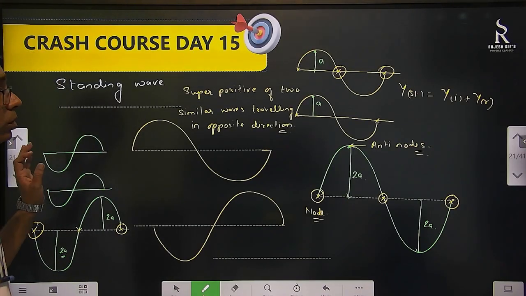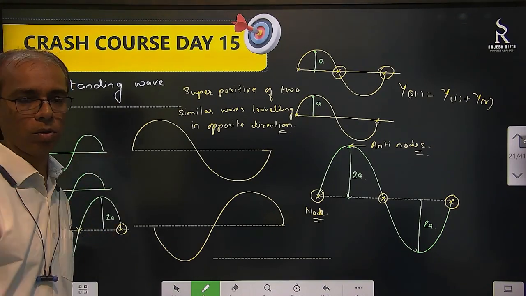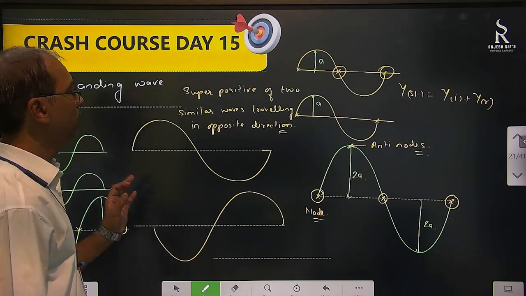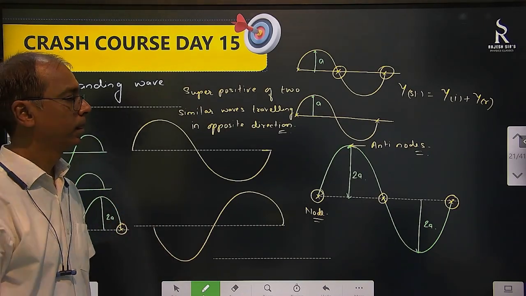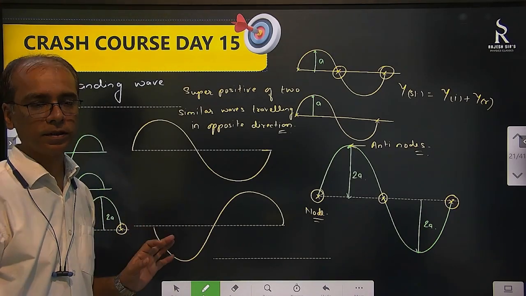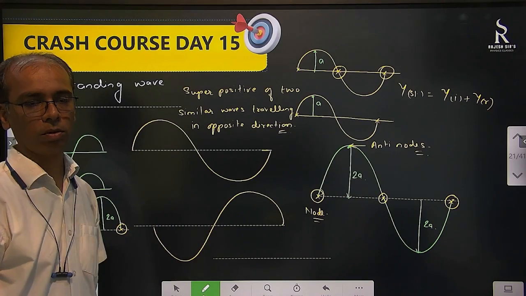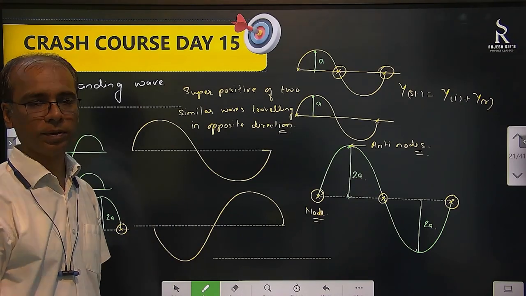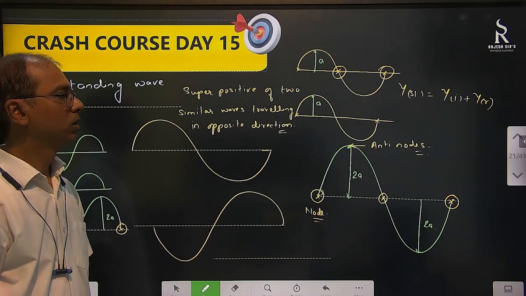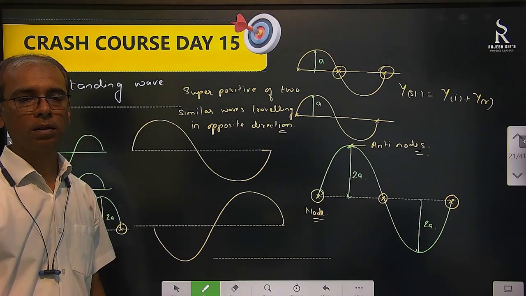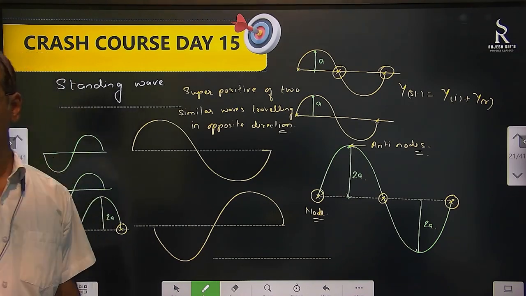If you are going to add it, the equation we will see tomorrow. We'll start with the standing wave in tomorrow's class. Today's class we are finishing. Tomorrow we will finish waves and sound. So the 11th portion will be fully over tomorrow. Tomorrow is 11th of April, right? So the 11th portion will be over, and the day after tomorrow we are starting 12th. Okay, students?